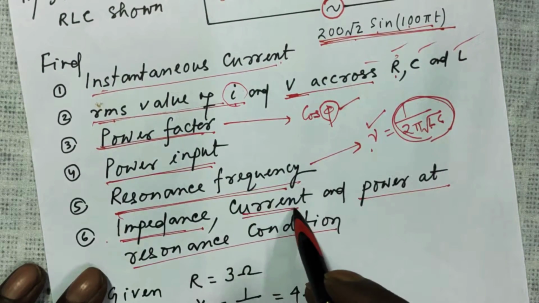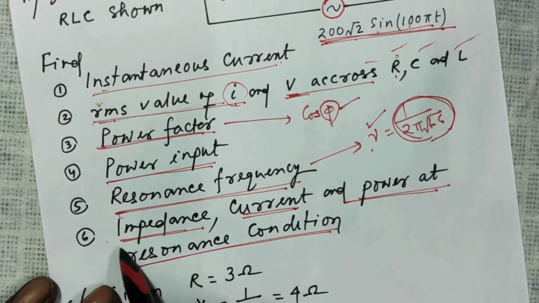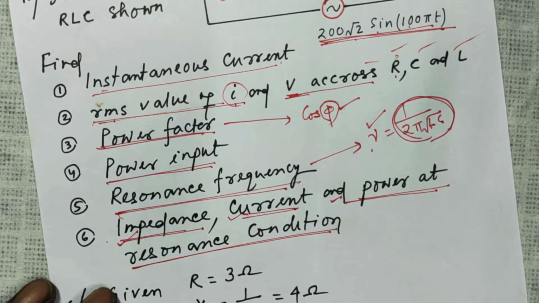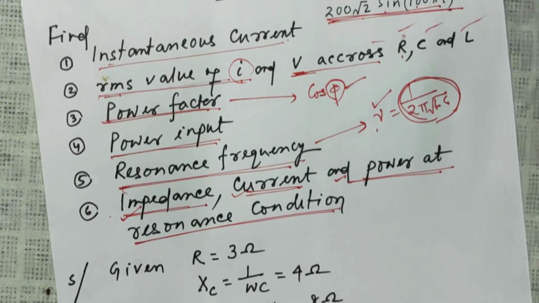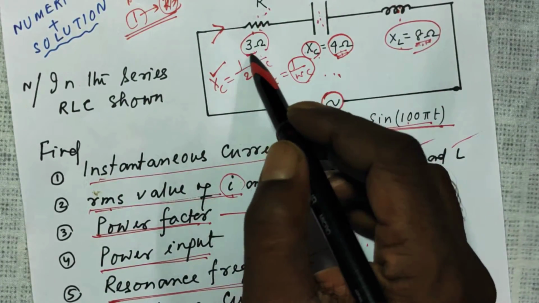Then current and power at resonance condition. Impedance, current and power at resonant condition. So let us begin with the solution. What is given? Given R is equal to 3 ohm. The value of this resistance is 3 ohm.